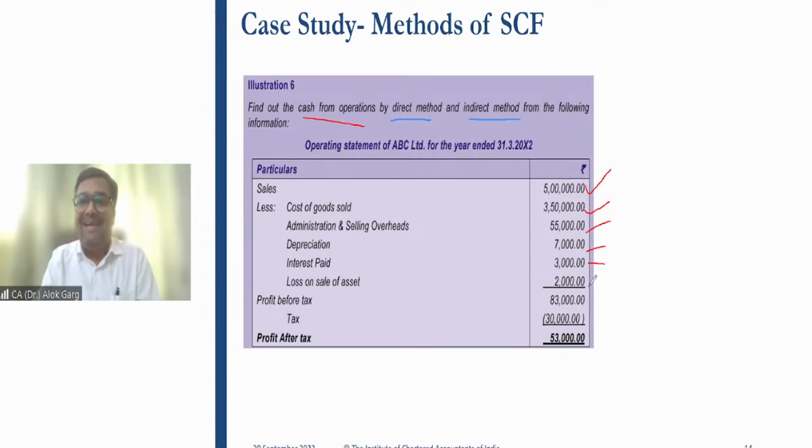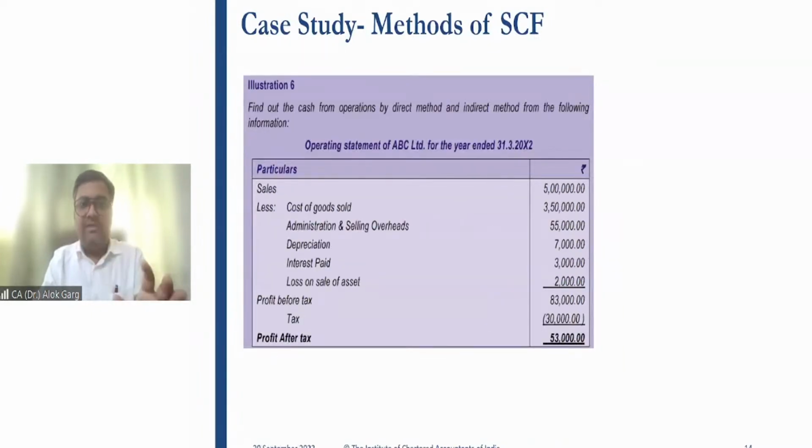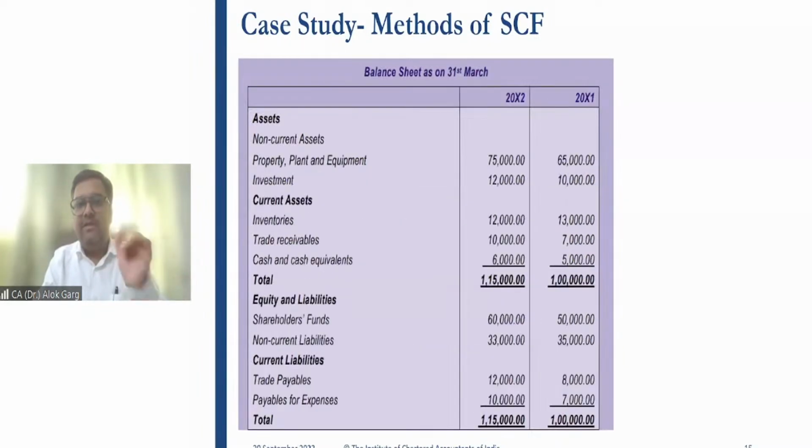Loss on sale of asset is again more of an investing item. Profit before tax, then 30,000 tax is there, and this is the profit after tax. This information is given in this question. Then further, the balance sheet is given. So this is the P&L statement, and this is the balance sheet.